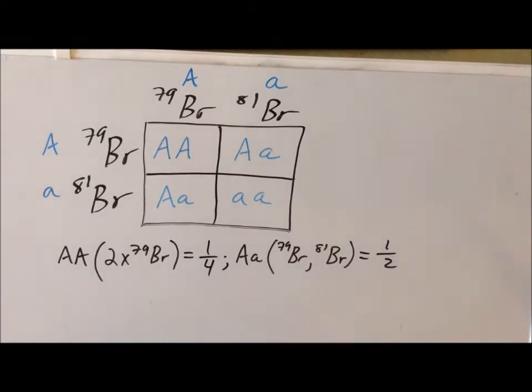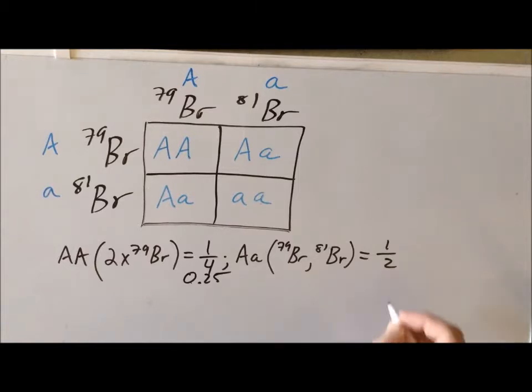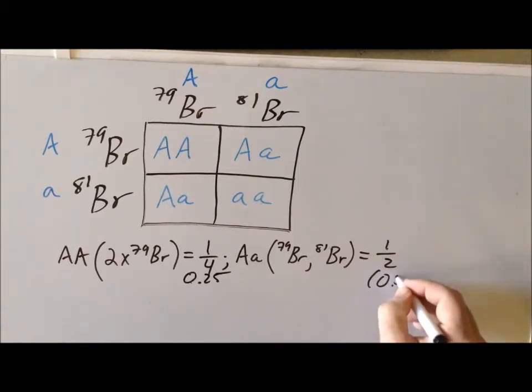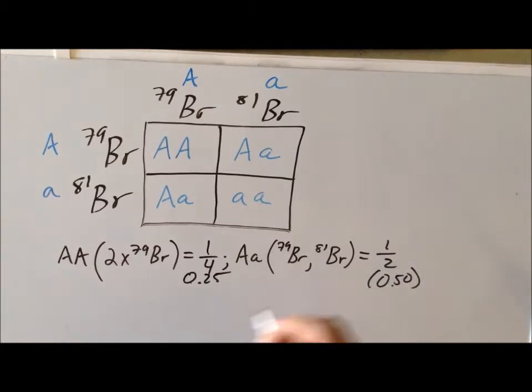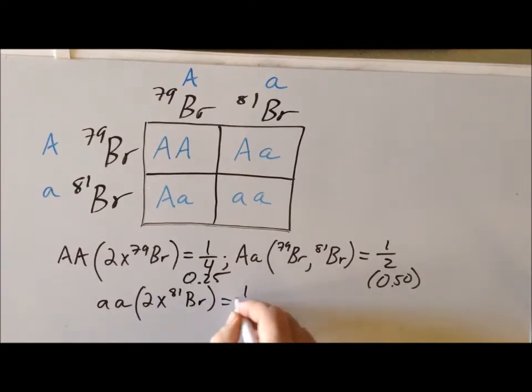Let's write this in terms of decimals. That's 0.25 if you write it as a decimal. This is 0.50 as a decimal. And then the last combination, the homozygous recessive case, is the equivalent of having two bromine 81 atoms in your molecule. And the probability of that is also going to be 1/4 equals 0.25.